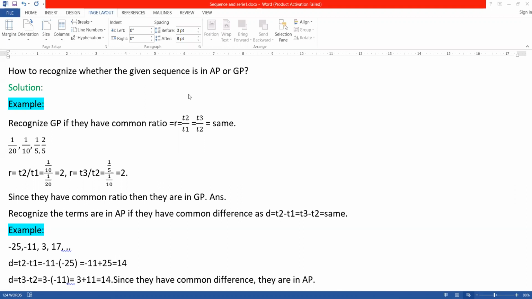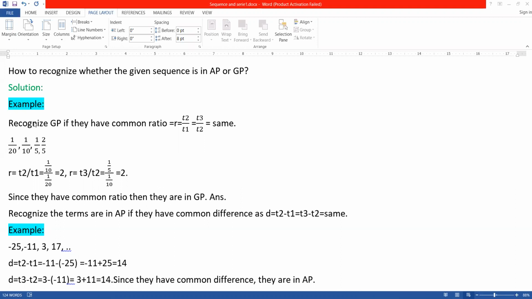This section is related to sequence and series. Some students have asked me questions about how to recognize whether a sequence is an arithmetic progression or a geometric progression, that is, an arithmetic sequence or a geometric sequence. So for that, I'm answering you through this video. Please have a look.